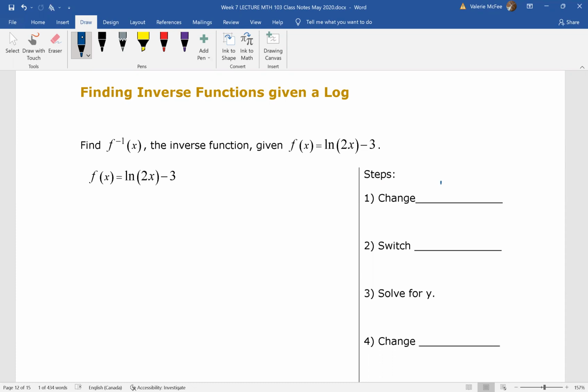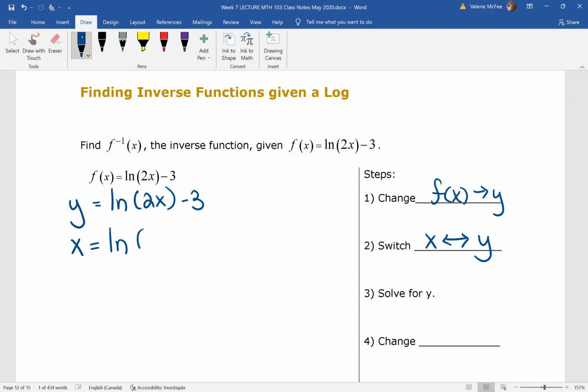First thing we want to do is change f of x to y, just like we did earlier when we were finding inverse functions. Next, we want x and y to switch places. And then we need to solve for y.